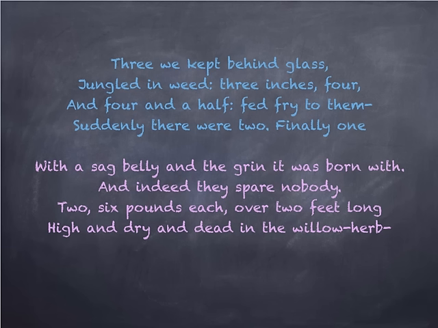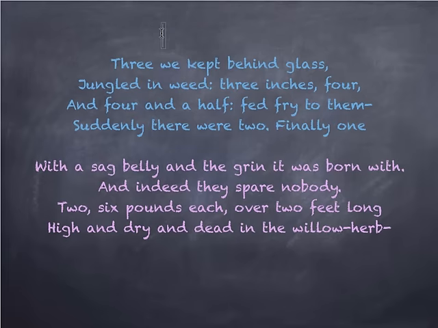Free, we kept behind glass, jungle in weed, 3 inches, 4 and 4.5. Fed fry to them, suddenly there were 2. Finally, 1. With a sag belly and the grin it was born with. And indeed, they spared nobody. 2 6-pound each, over 2 feet long, high and dry and dead in the willow herb. So again, what can we talk about here?